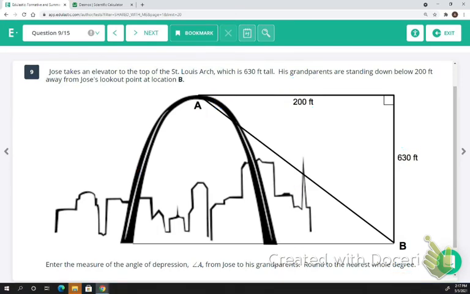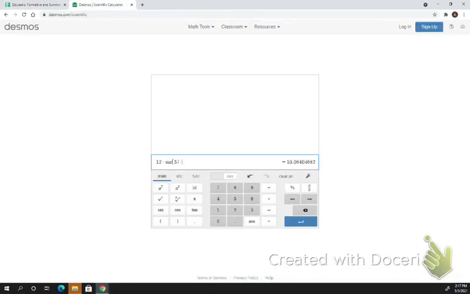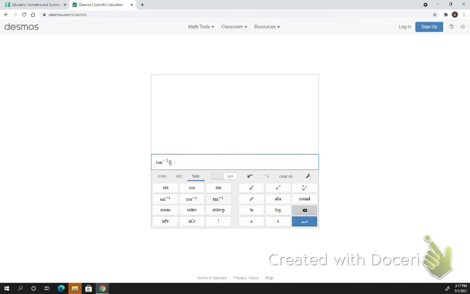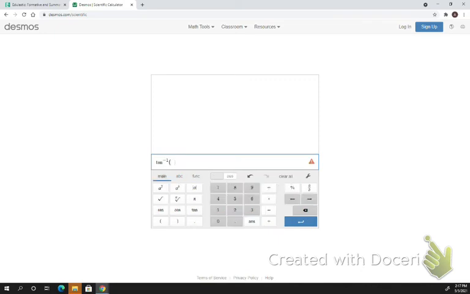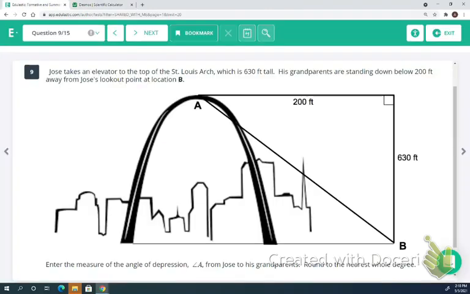Okay, so inverse tangent of 630 divided by 200. So if I go to Desmos here, and remember to get inverse, you're going to go to functions, and then I have the inverse of tangent. Go back to the main one to type it in. So I have 630 divided by 200. Okay, and that's going to leave me with 72.38. I want it to be a whole number. Okay, so I know that here my answer is going to round down to 72 because of the 3.